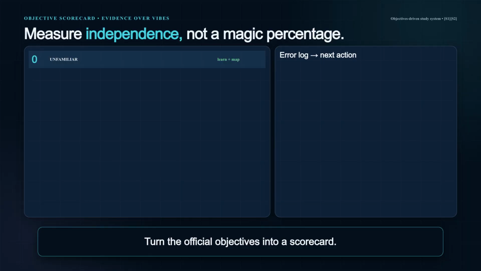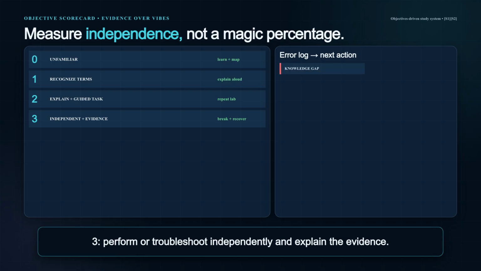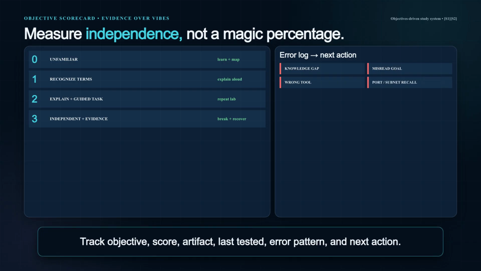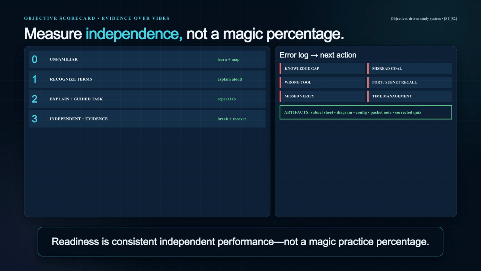Turn the official objectives into a scorecard. 0 means unfamiliar. 1 means you recognize the terms. 2 means you can explain the mechanism and complete a guided task. 3 means you can perform or troubleshoot independently and explain your evidence. Record the objective, score, artifact, last tested date, error pattern, and next action. Your artifact could be a subnet worksheet, diagram, config, packet capture note, or corrected quiz. In the error log, separate a knowledge gap from a misread requirement, wrong tool, weak port or subnet recall, failure to verify, or time management mistake. Readiness is consistent independent performance and fewer recurring errors, not a magic practice test percentage.